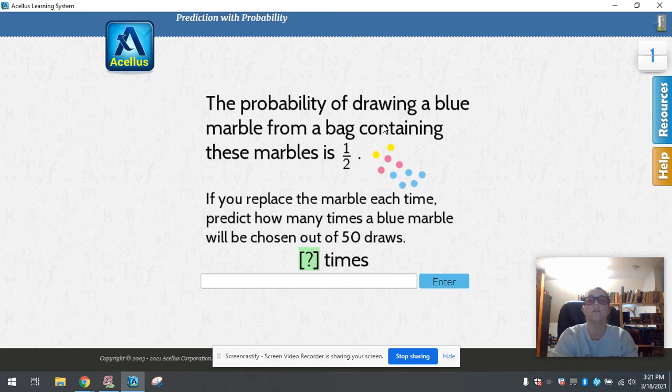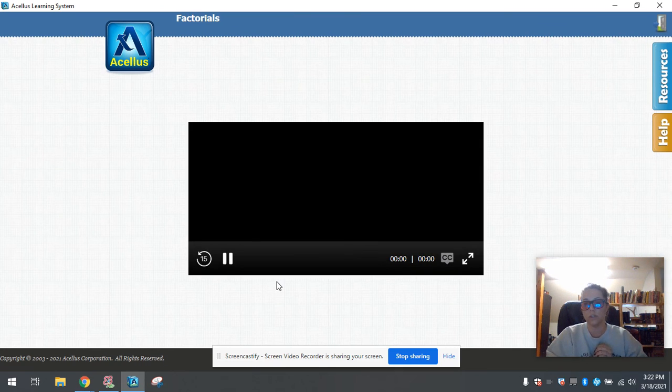The probability of drawing the blue marble is 1/2. If you replace the marble, how many were chosen out of 50 draws? Well, half of 50 is 25. You could set up the proportional equation.